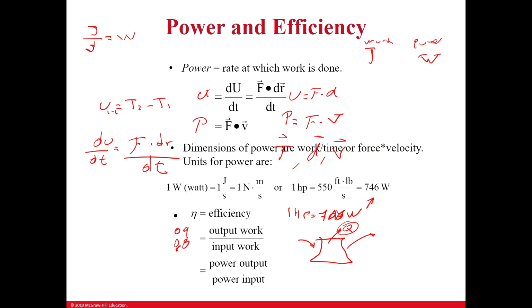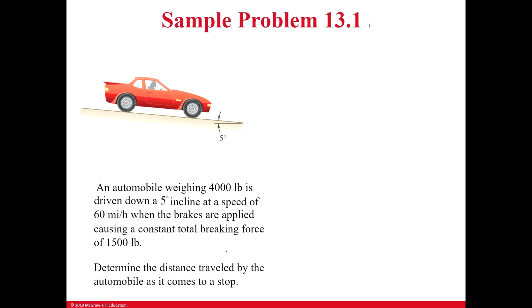But it's always output divided by input, because the input is usually larger. So let's look at a few problems here. A car weighs 4,000 pounds and is driven down a 5-degree incline at a speed of 60 miles per hour. When the brakes are applied, causing a constant total brake force of 1,500 pounds, determine the distance traveled by the automobile.